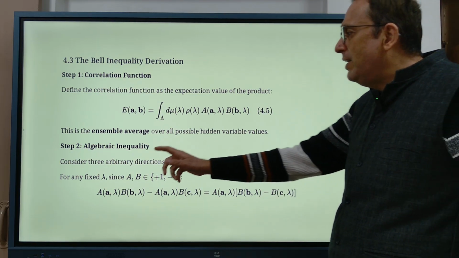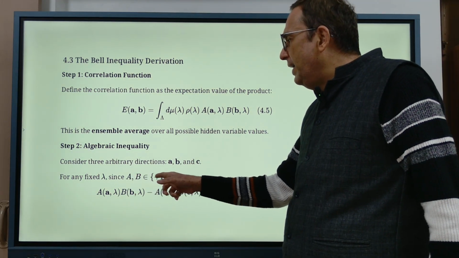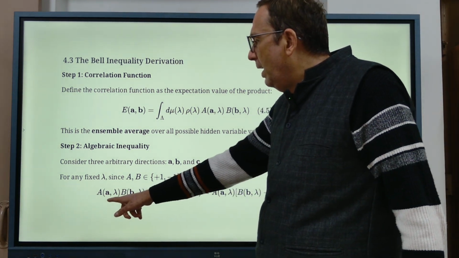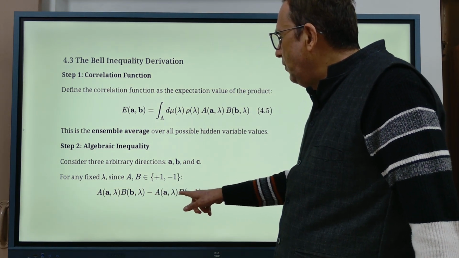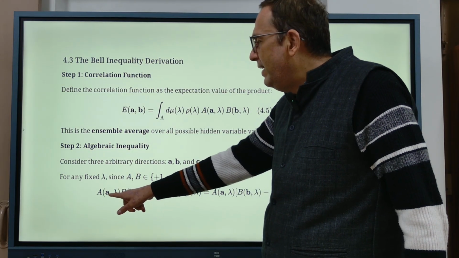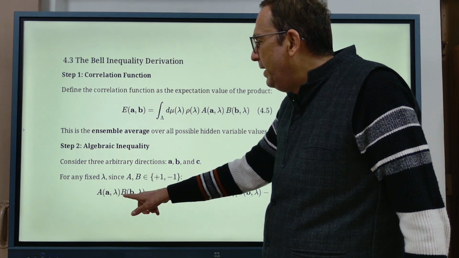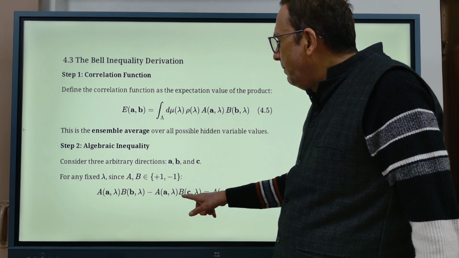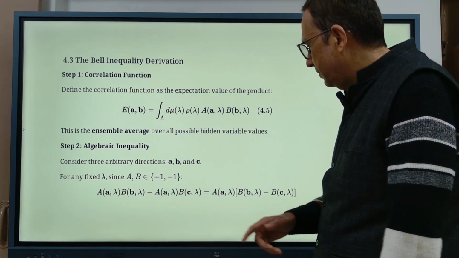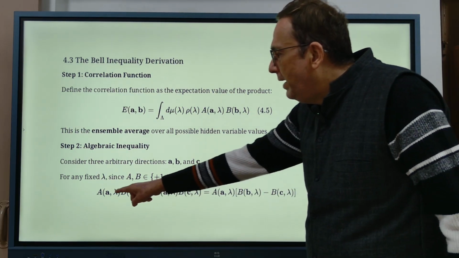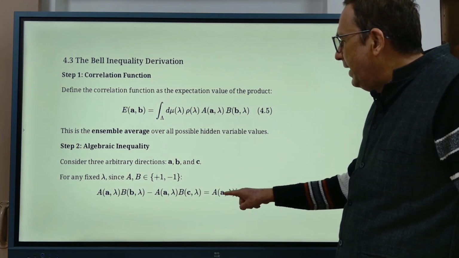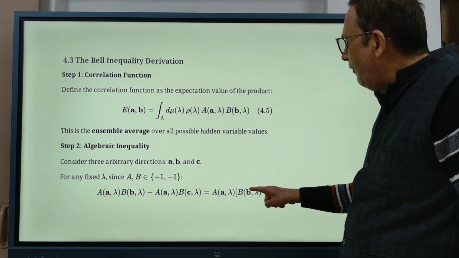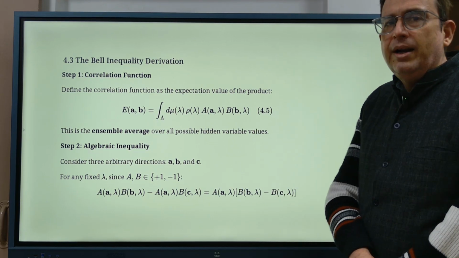Since for any fixed value of lambda, A and B are either plus 1 or minus 1, then consider A along direction A times B along direction B, minus A along direction A times B along direction C. You can take the common A out, and what you get is A along direction A, and then in the bracket you have B along direction B minus B along direction C.